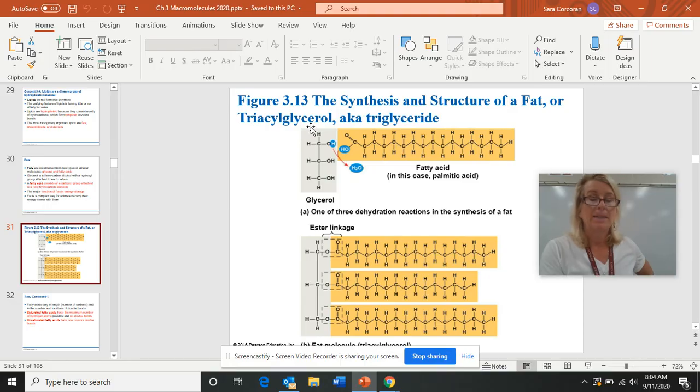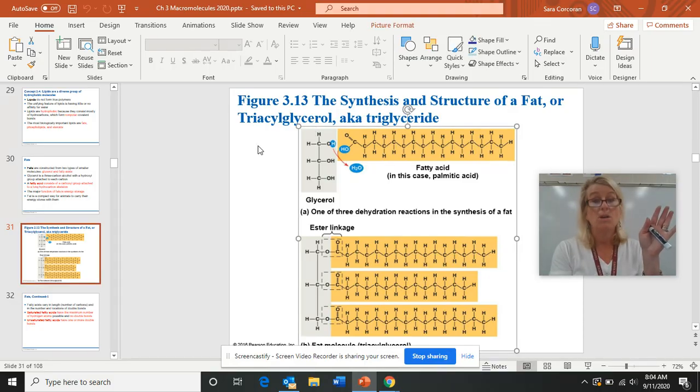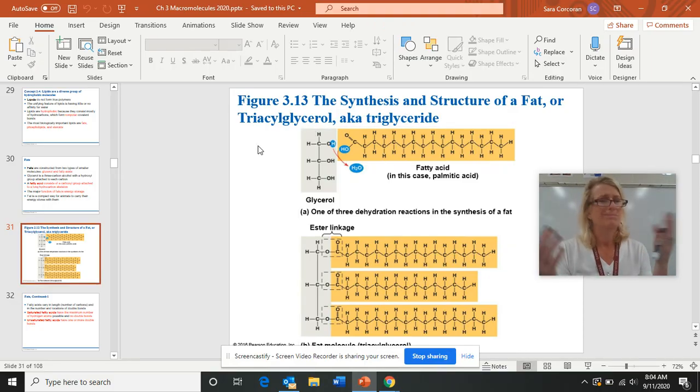Your book, for some reason, and I'm sure there's a chemical reason for it, calls it a triacylglycerol. Okay, too hard to say, too hard to spell. Triglyceride, basically the same thing. If you see it written down like this, do you think you could pick out that it's a triglyceride? I think you could too. So don't sweat it because they're the same thing.